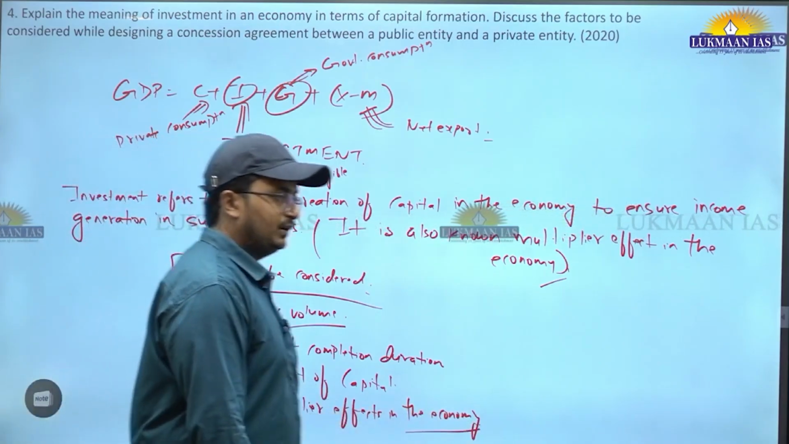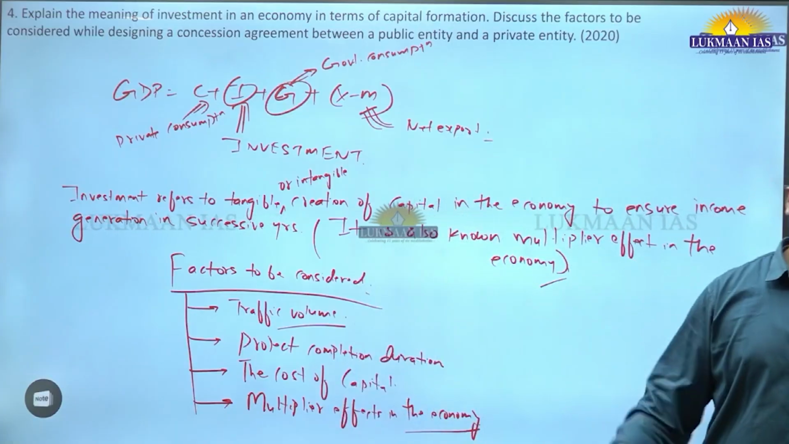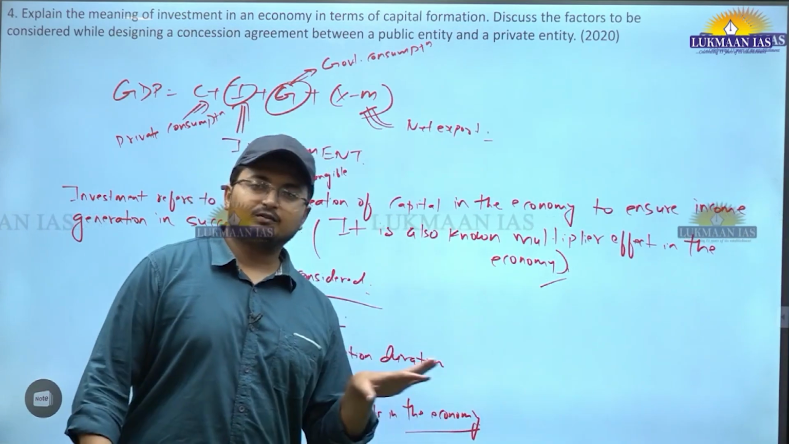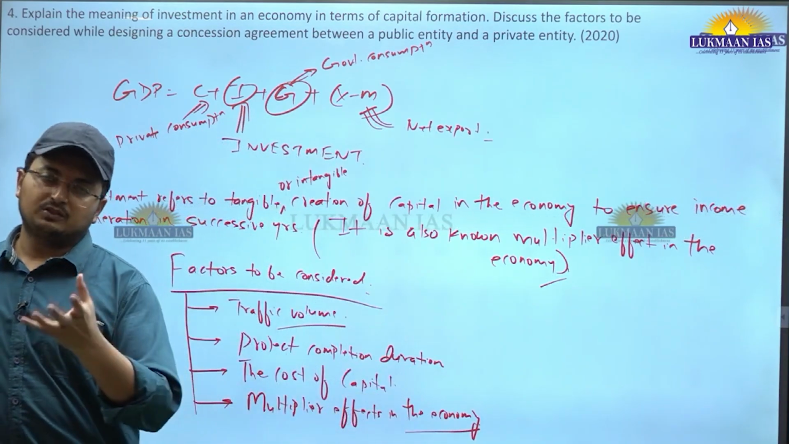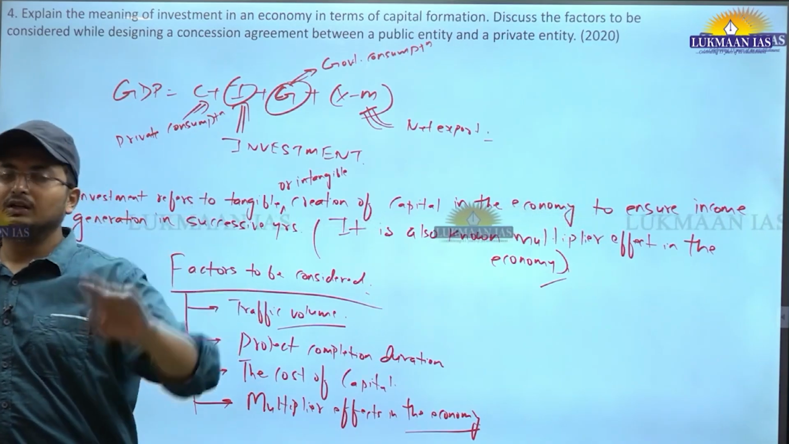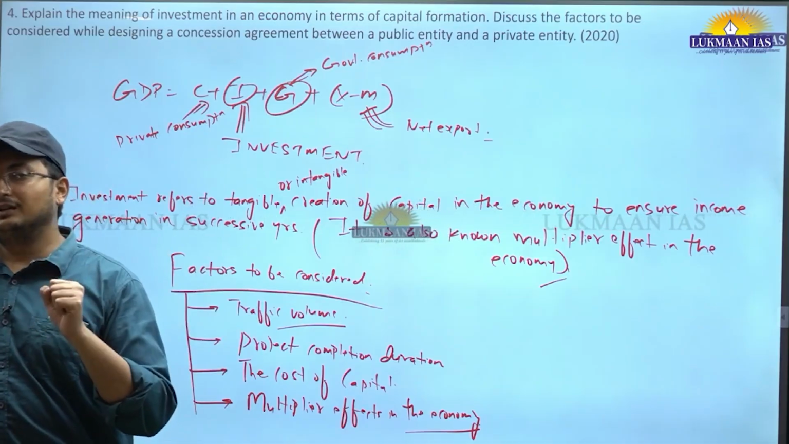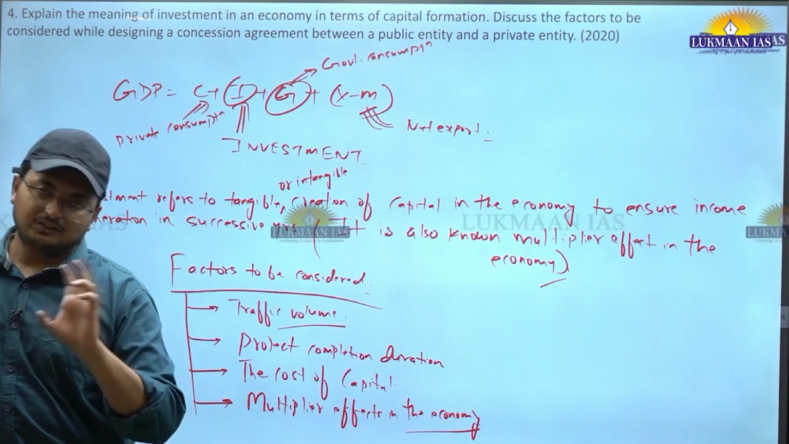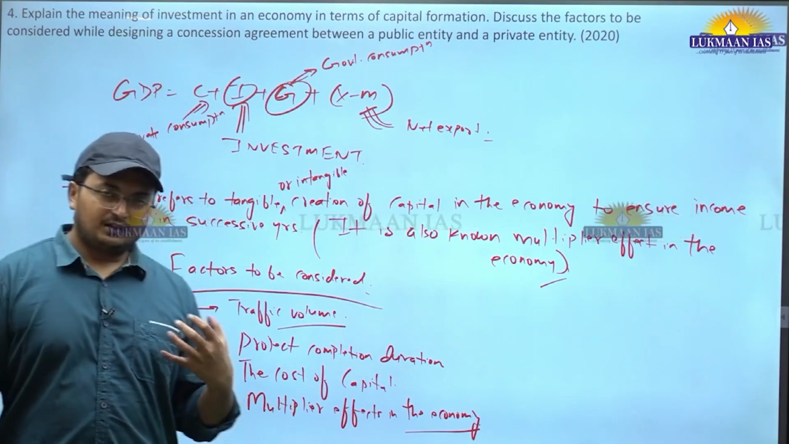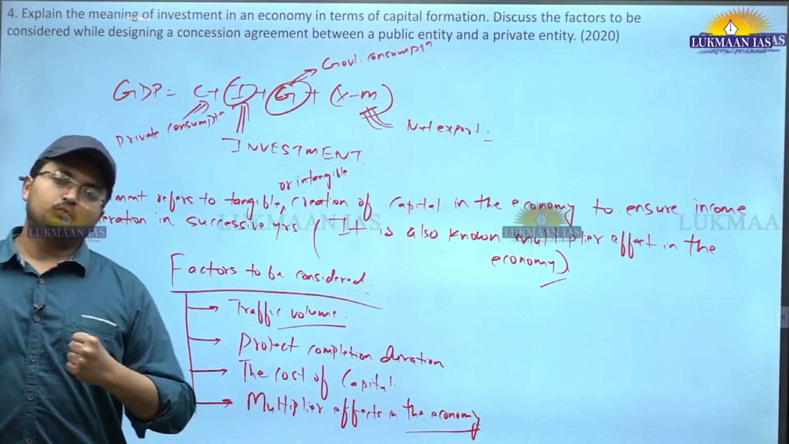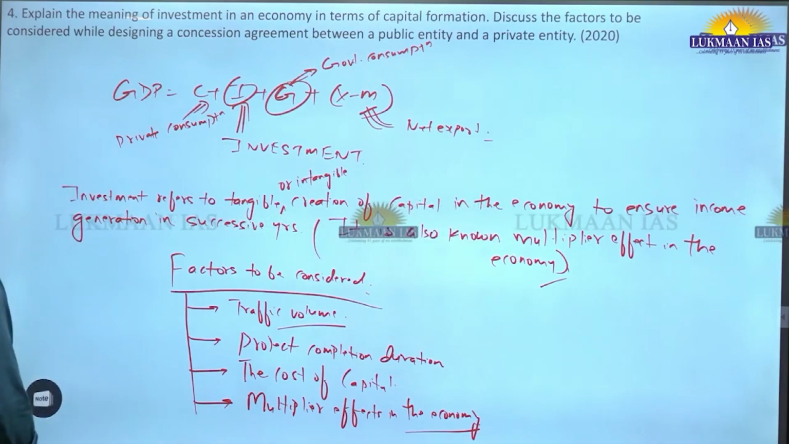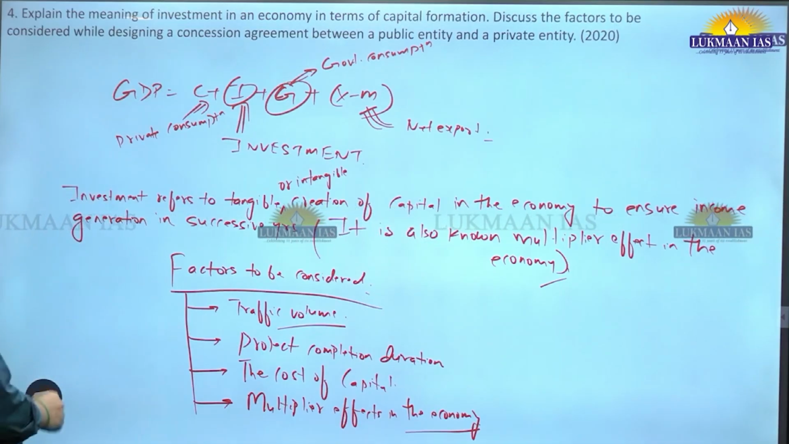If a private player is coming with its finance, how long the concession agreement should run depends on the multiplier effect in the economy: whether that road, if privately funded, is leading to much more infrastructure and economic activity opening up alongside it. This is important while framing the concession agreement between the private player and a government entity, as to up to how many years the right to collect revenues should fall to the private entity. So this is how you could have completed this particular question. Okay.